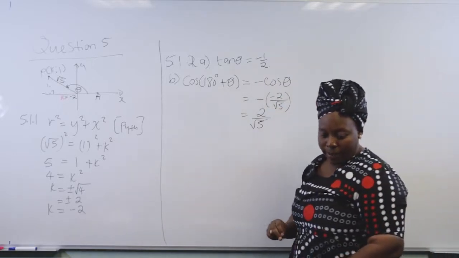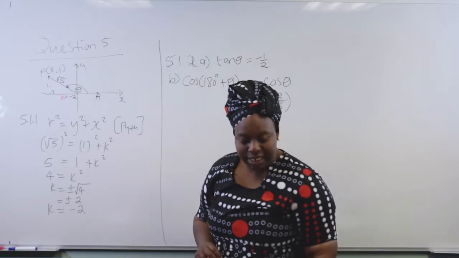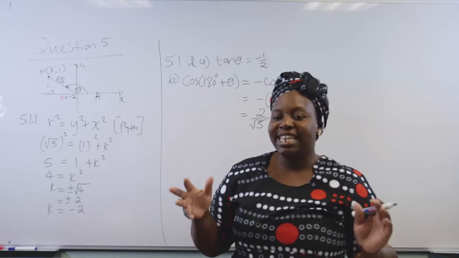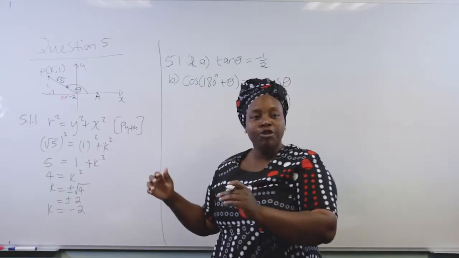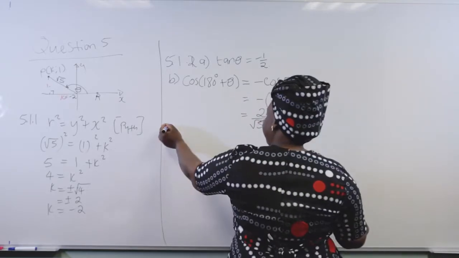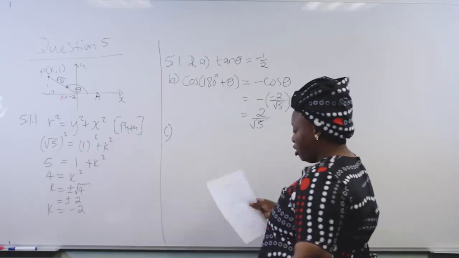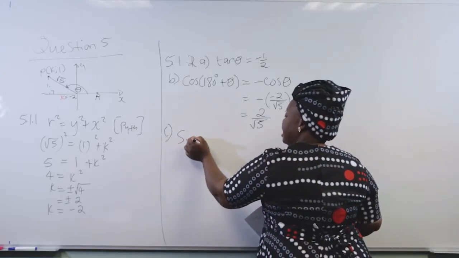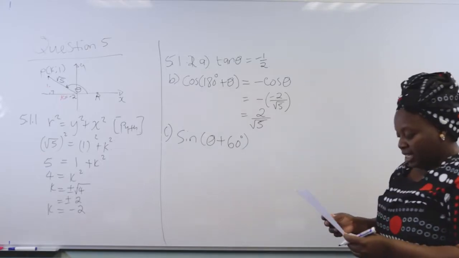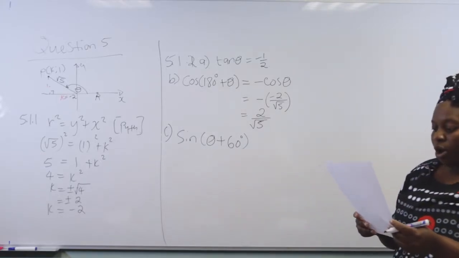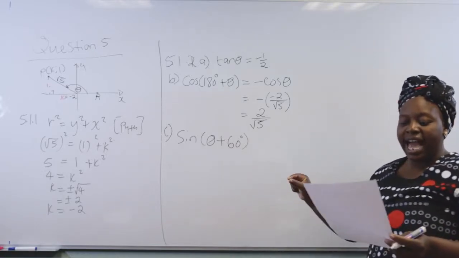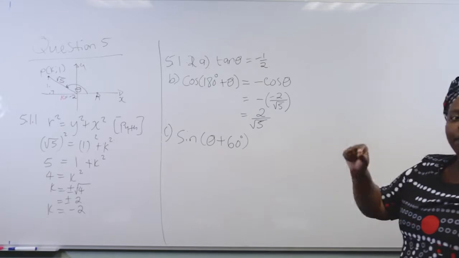Okay, and the third one, they are actually trying to confuse you. Do not focus on the confusion, focus on the information that you know, logic, and that's what we need. This is number C, still on 5.1.2. They said sine(theta plus 60), and the question was, you need to calculate without using the calculator the value of sine(theta plus 60).